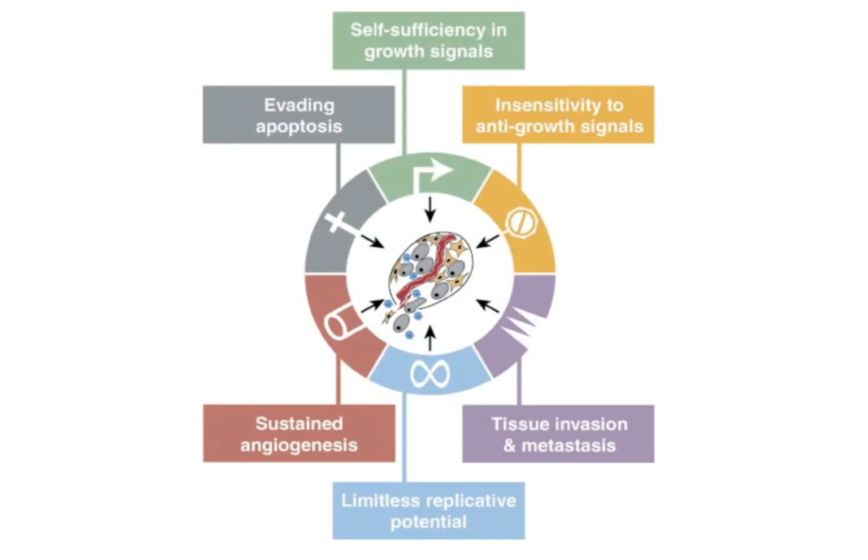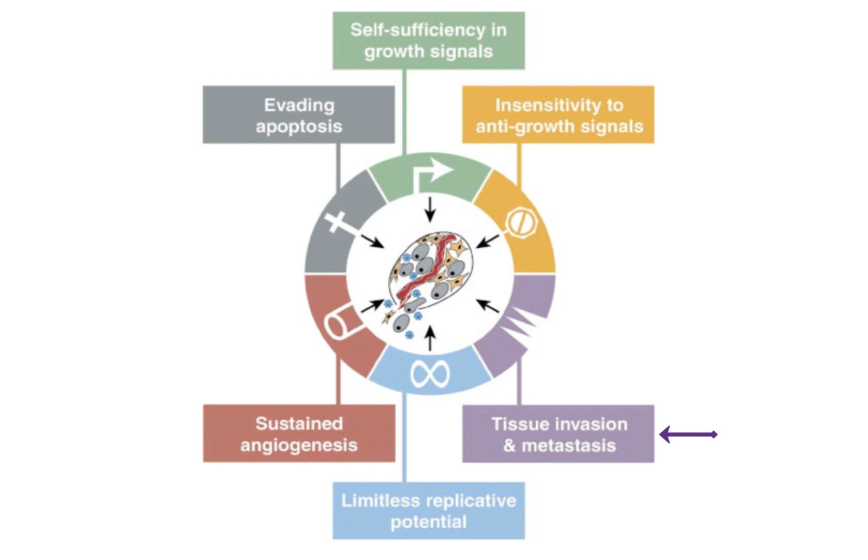Here's another way of looking at the same thing. So they have limitless replicative potential. They keep dividing. They can attract blood vessels to themselves. They don't die, so they become immortal. They are independent of growth signals. And then they have an insensitivity to anti-growth signals, that is, contact inhibition. And then finally, when they become more dangerous, they invade other tissues and then start moving to other sites in the organism.